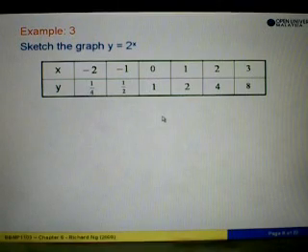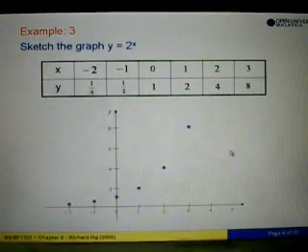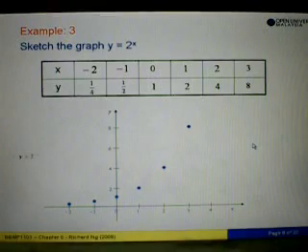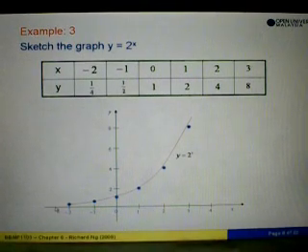Then we plot all these points on the graph. Okay, so plot all these points and then join all these points. So when we join, we will get the shape of this curve as shown in the red color. Okay.